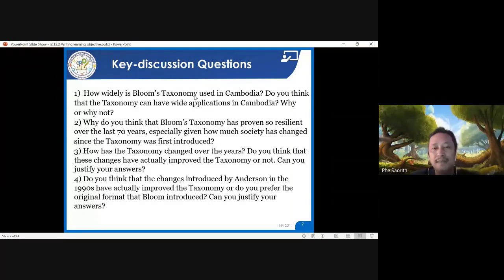For question 1, the second question: why do you think that Bloom's taxonomy has proven so resilient over the last 70 years, especially given how much society has changed since the taxonomy was first introduced?